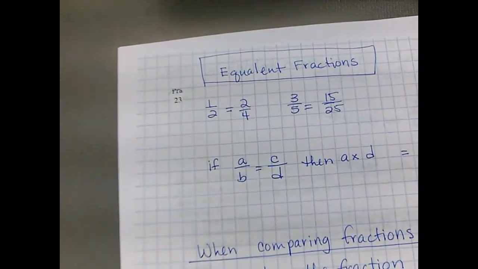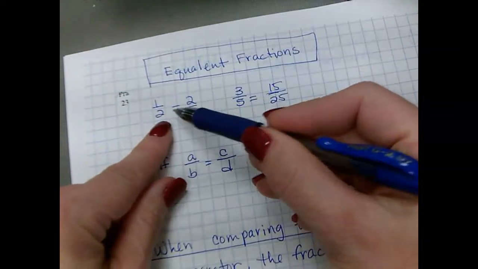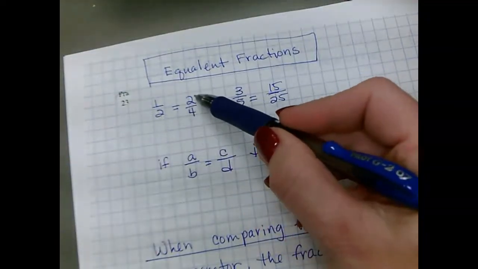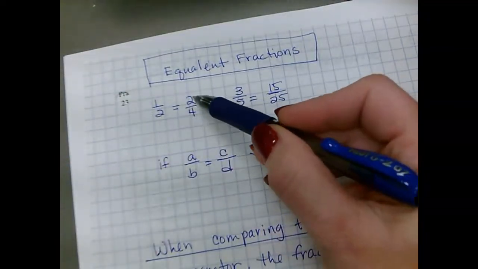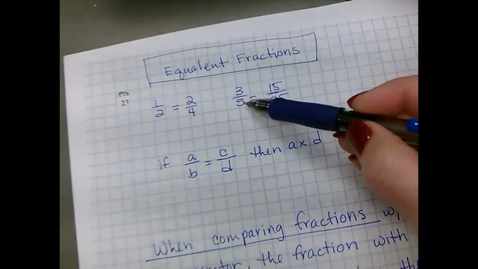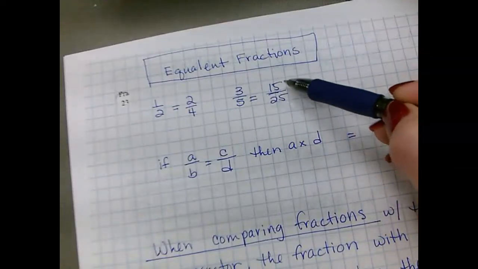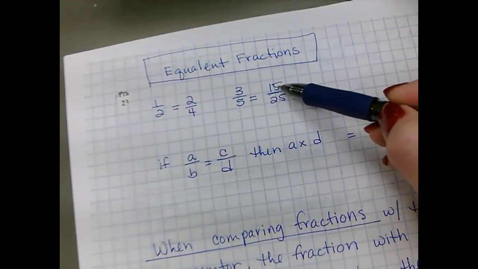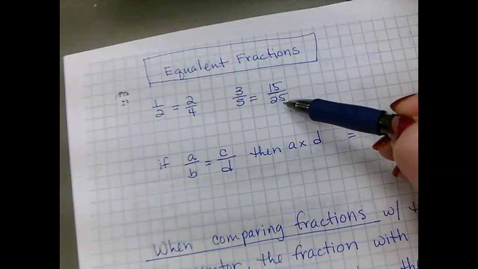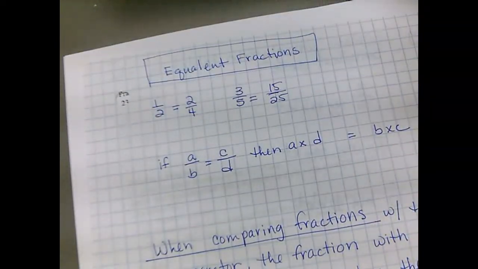So this is a very simple way to figure this out. Okay, so these are simple. We know that 1/2 and 2/4 are equivalent. You can look at that and you know that because you can simplify 2/4 into 1/2. Same here. 3/5 is equivalent to 15/25. So you can see that if you simplify 15/25, 15 divided by 5 is 3, and 25 divided by 5 is 5, so it's 3/5. So it's very simple to see that these are equivalent. But if you're working with a larger fraction, sometimes it's really hard to see.